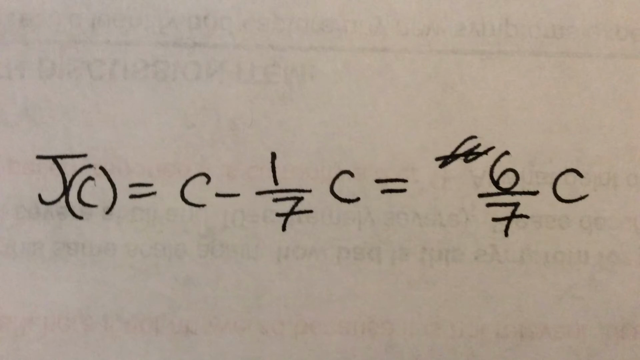And the reason for that is because if you're doing C minus 1/7 C, that's the same thing as C minus 1/7 of C. So that means that our result would be 6/7 of C. And how do we write that? Well, of means multiplication. We're doing C 6/7 of the time, so we can write that as 6/7 C. So we now know that J of C can be simplified to 6/7 C.